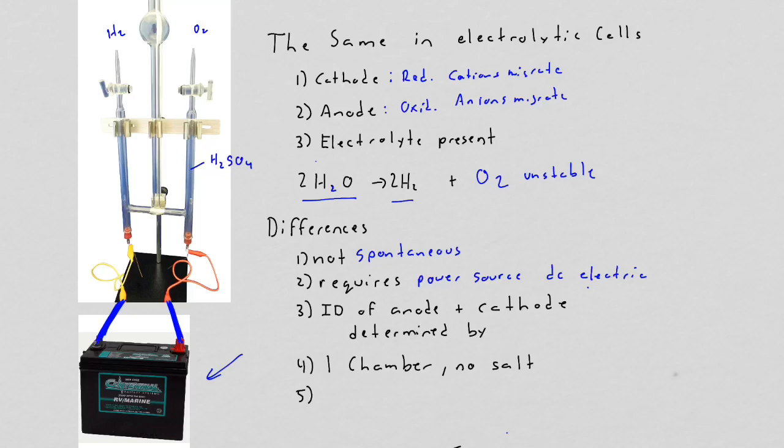Okay, what else is different about this thing besides the fact that it's non-spontaneous and requires a power source? Well, the one thing I can talk about now is it contains only one chamber. And because of that, there's going to be no salt bridge. Right? This might look like a bunch of chambers, but they're all connected. There's sulfuric acid and water filling the entire thing. There's no one chamber here and one chamber there, one beaker here and one beaker there. So we're done with this, this, and this. We're going to come back to 3 and 4 as we look at the next diagram.